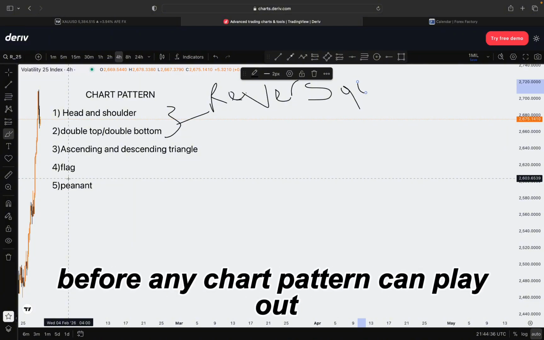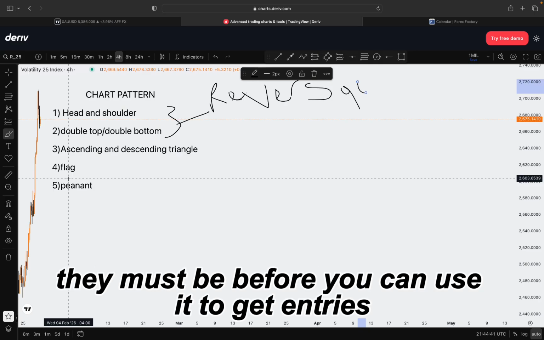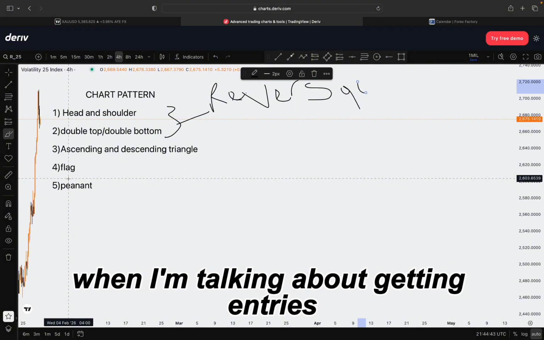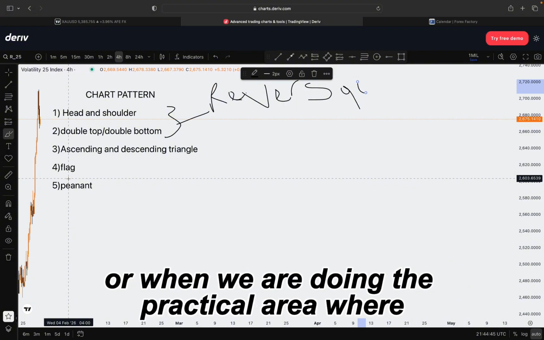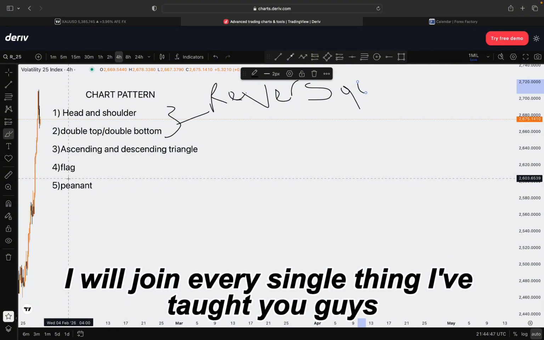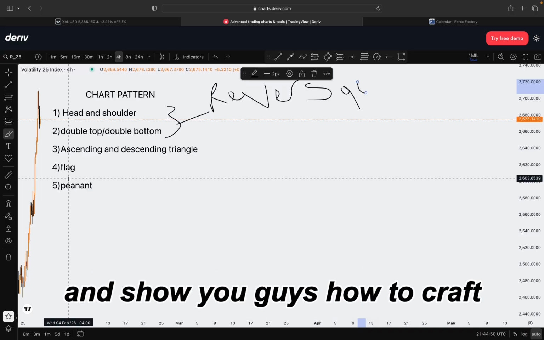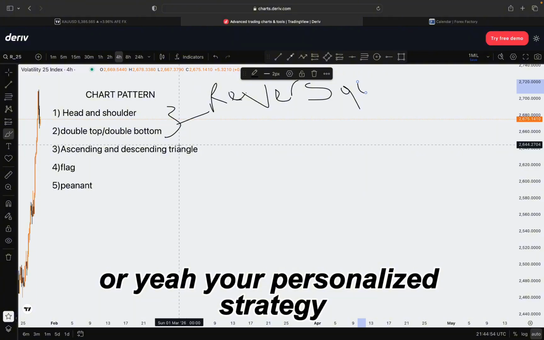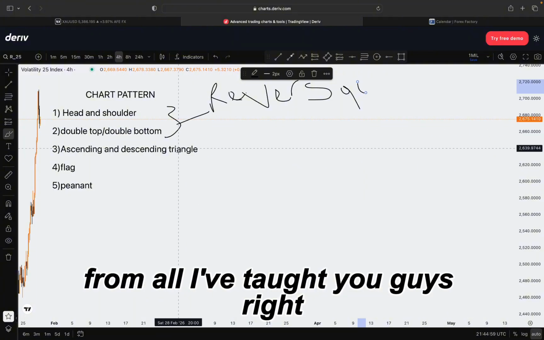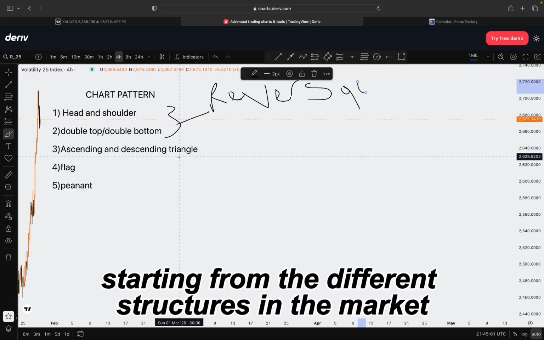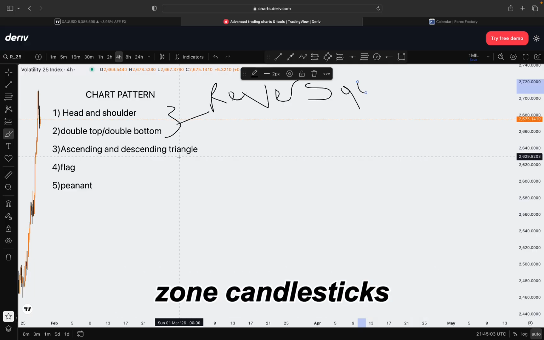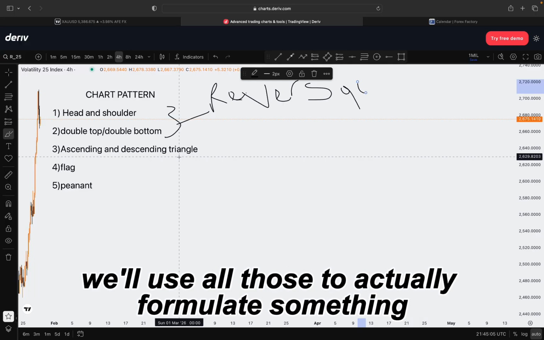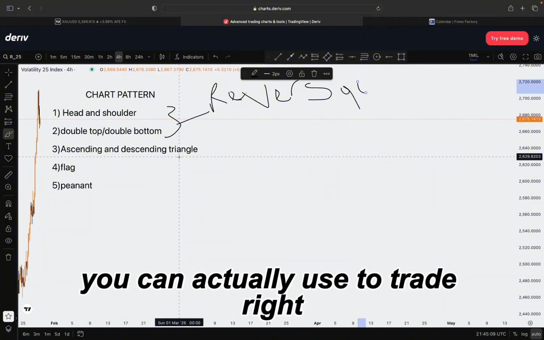All of the chart patterns, before you can use them to get entries, I will explain when I'm talking about getting entries, or when we are doing the practical area where I will join every single thing I've taught you guys and show you how you can craft your own personalized strategy from all I've taught you, right? Starting from the different structures in the market, zones, candlesticks. We'll use all those to formulate something you can actually use to trade, right?